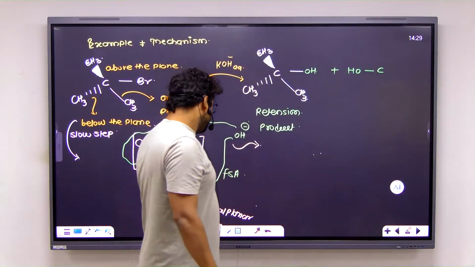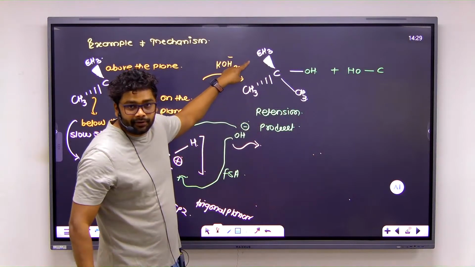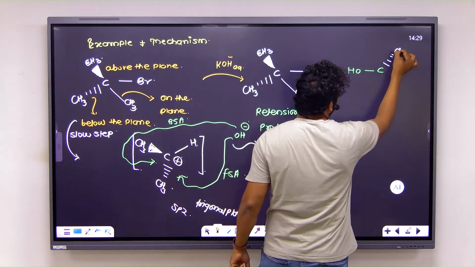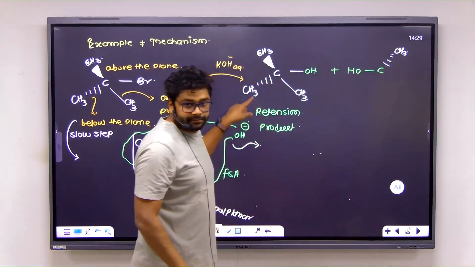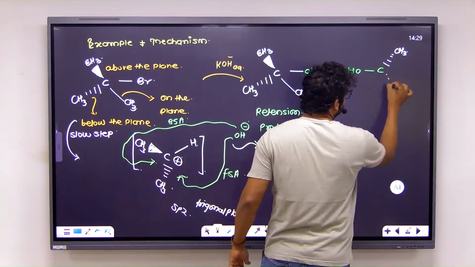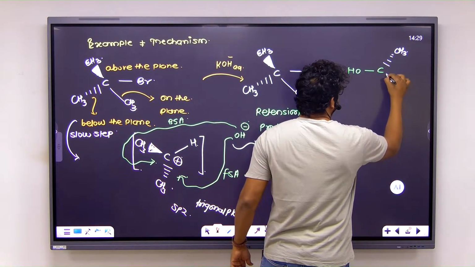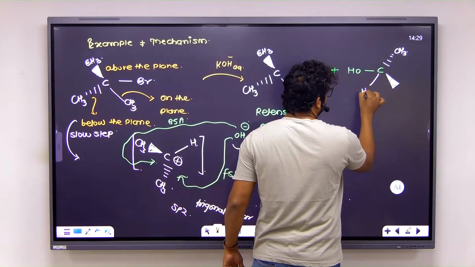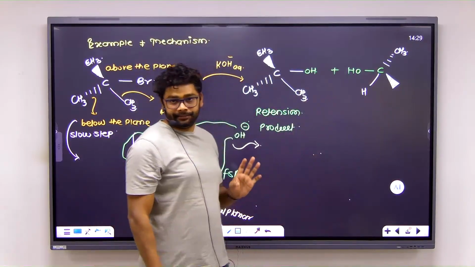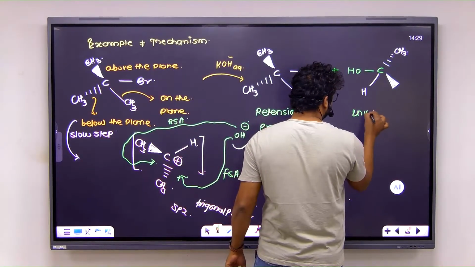Back side. Now the carbon which was above the plane will now become what? Below the plane. The carbon which was below the plane now becomes what? Above the plane. So you will observe that. And the third thing is what? The hydrogen which was on the plane will be as it is. And the product you have is known as an inversion product.